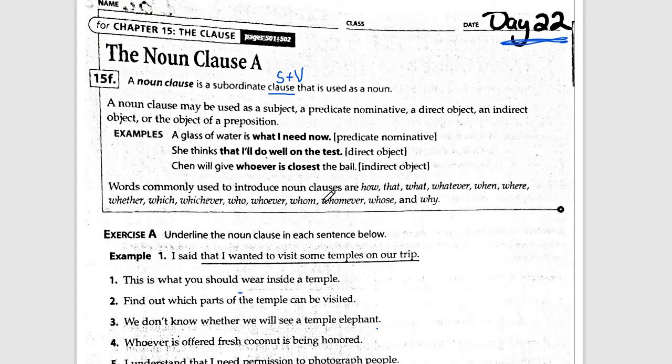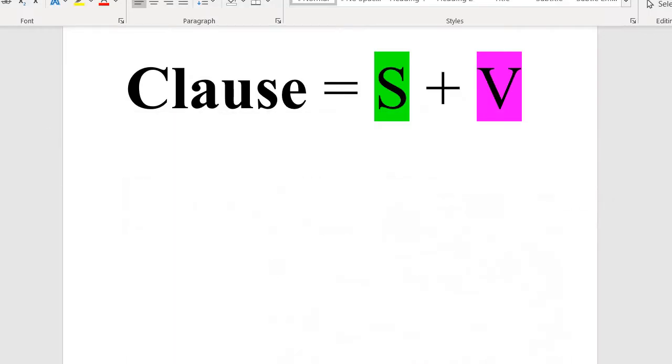It starts off with the noun clause A. And it's important to know what a clause is before we look at what a noun clause is, okay? A clause is a clause because it has a subject and a verb. So a group of words can be anything. A phrase can be any group of words. A clause has to have a subject and a verb to be a clause. So that's part of what we're looking for today.